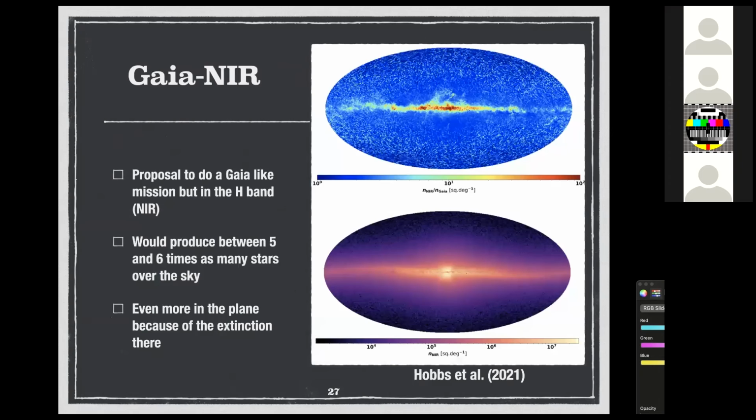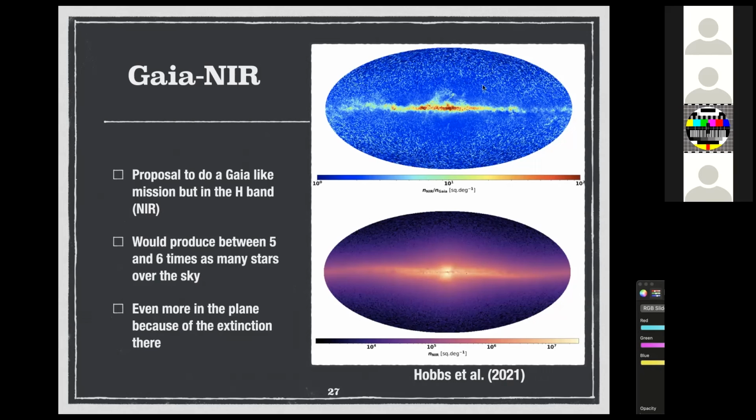That could be very useful. Otherwise, at a more future timescale is the idea to do Gaia again, but in the near infrared. This would be in the H-band or perhaps in the K-band, and this would give us 5 to 6 times as many stars. At the top image here, you see the ratio of stars in this new infrared survey compared to Gaia. Green is giving you 10 times as many stars, red 100 times as many stars. So it is mostly in the plane because Gaia is getting quite far above the plane.